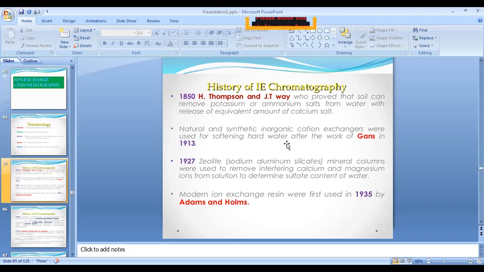That is temporary hardness. Permanent hardness is caused by sulfates of calcium and magnesium. Permanent hardness of water can be eradicated or removed by using zeolite.